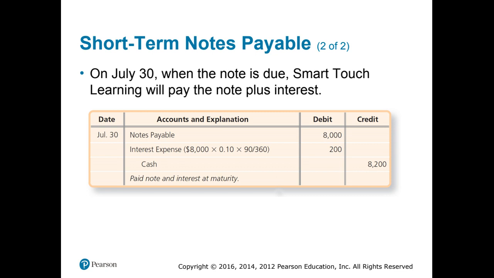So we've debited our notes payable by $8,000. We calculated our interest to be $200. So our total debits are $8,200. That's what we have to pay when we're paying this note. So we're going to credit our cash account by $8,200, and that is to show that we paid the note and the interest at maturity.